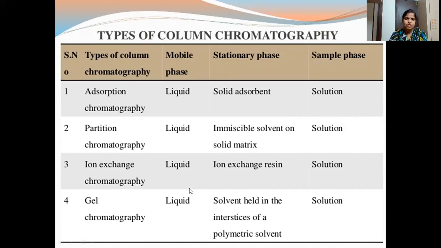Then in ion exchange, resin is used. Then gel chromatography, where the solvent is held in interstices of the polymeric substance. Here, what happens is we will be having small spaces in the gels. So that solvent will be fixed in the spaces between that gel, and that will act as a stationary phase. That we'll see in detail in gel chromatography. And the sample phase in all these cases is we are loading the sample in a solution form.